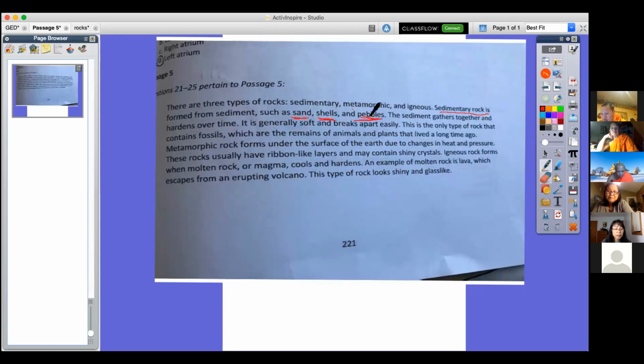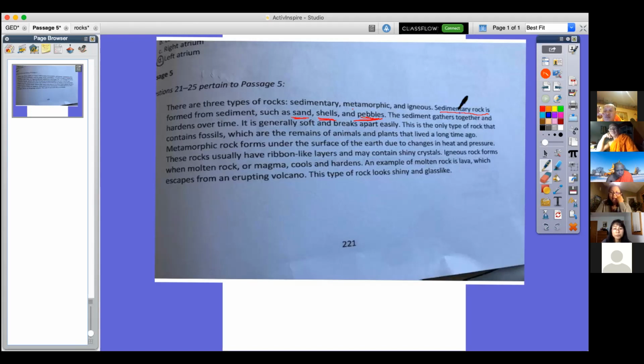Okay, sediment gathers together and hardens over time. It is generally soft and breaks apart easily. Rocks that contain fossils, which are the remains of animals and plants that lived a long time ago. So like dinosaur bones and fish bones come from sedimentary rock, right?